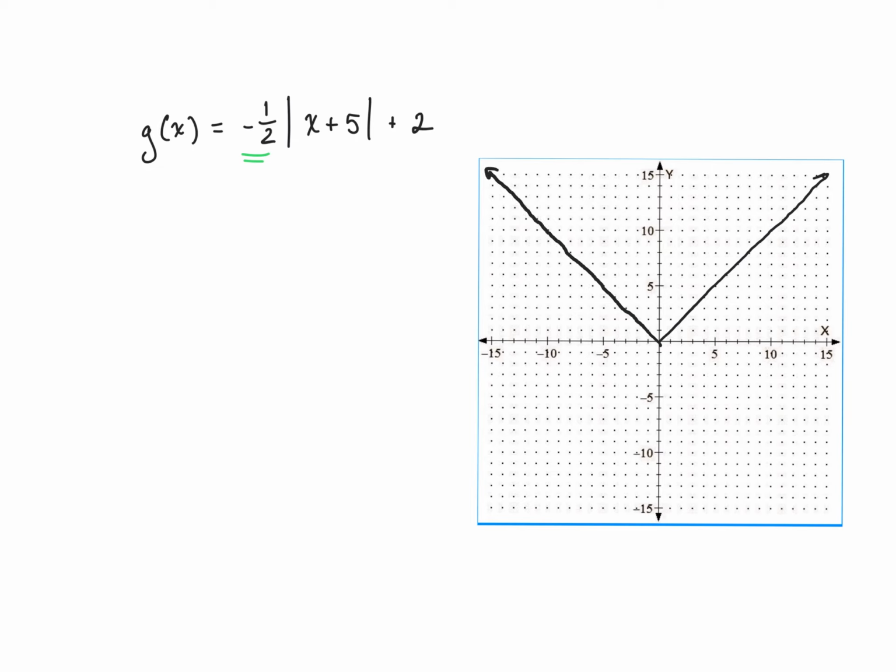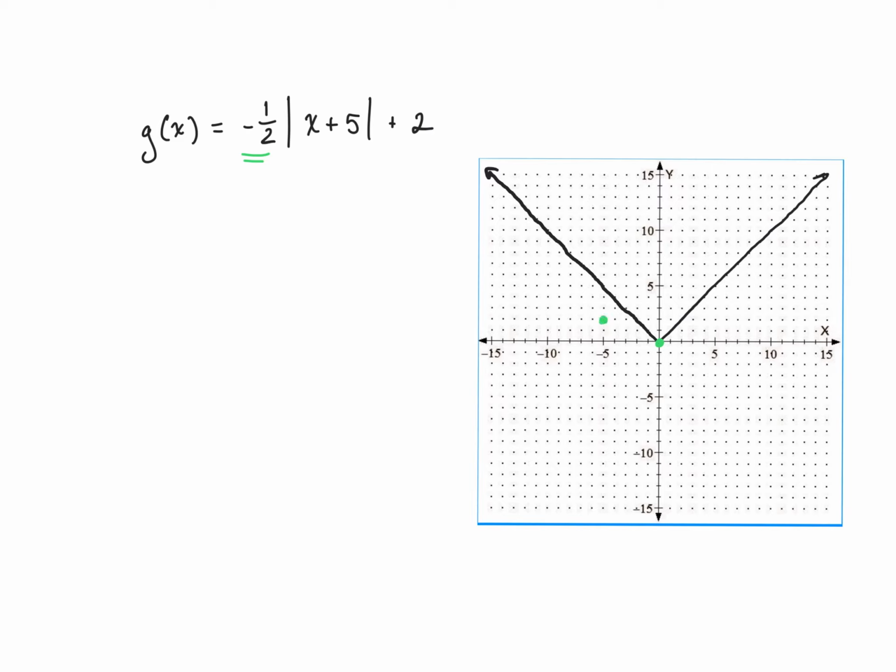Okay, so we now have that parent function. Remember, the operators on the inside, that addition sign, told me that normally I would take my point, so I'm going to use the vertex here, and move it left 5 and up 2, and plot the point. So there's my new vertex.